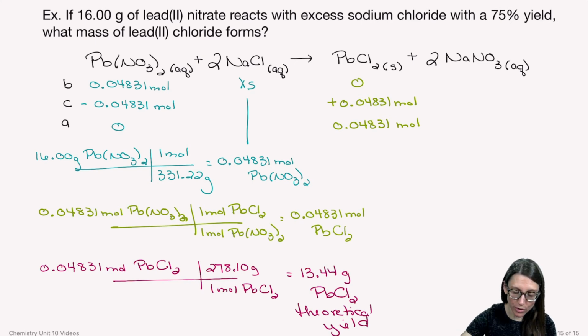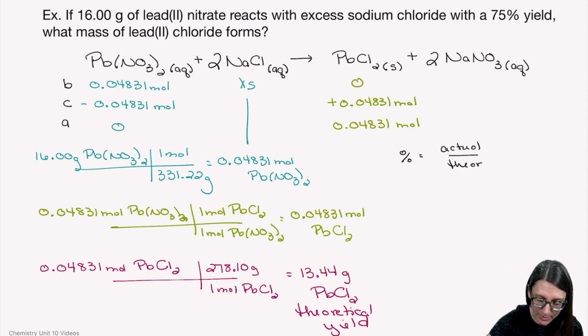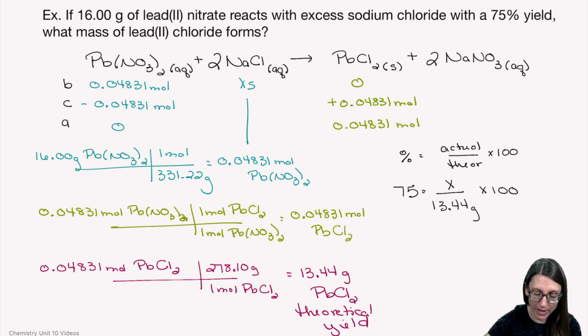In order to calculate my percent yield, remember, percent yield is the actual yield over your theoretical yield times 100. So I know my percent yield is 75. I know my actual yield, well, actually I don't know my actual yield. That's what I'm solving for. My theoretical yield that stoichiometry predicted was 13.44 grams. And then I would multiply that by 100.